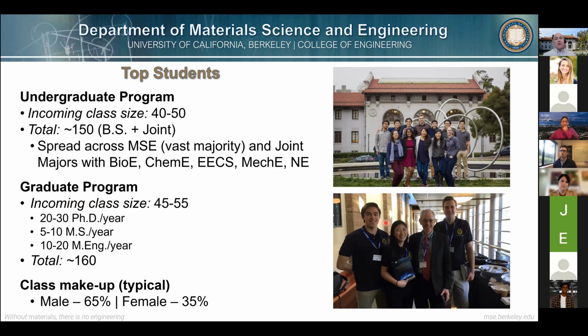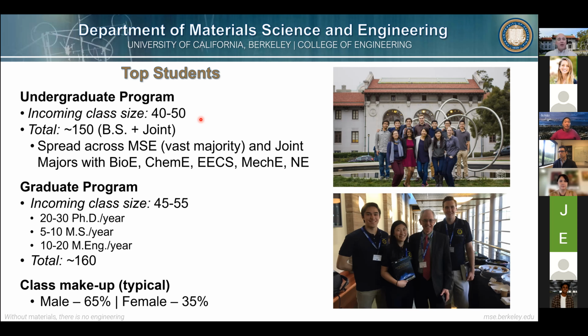Now, at the end, when you get here, we hope that you'll be part of our excellent students that we really have. Our typical class sizes in material science and engineering are somewhere on the order of about 40 to 50. We might see a little bit of fluctuation on that by the year. And that usually translates into the ballpark of about 150 total students, all told, plus or minus, by the time we're done. This is spread across mostly MSE majors, but also with a handful of joint majors with Bio-E, Chem-E, EECS, MechE, NucE, these sorts of things.